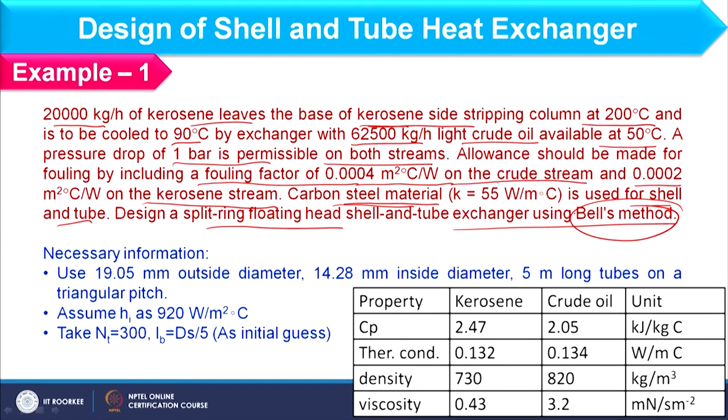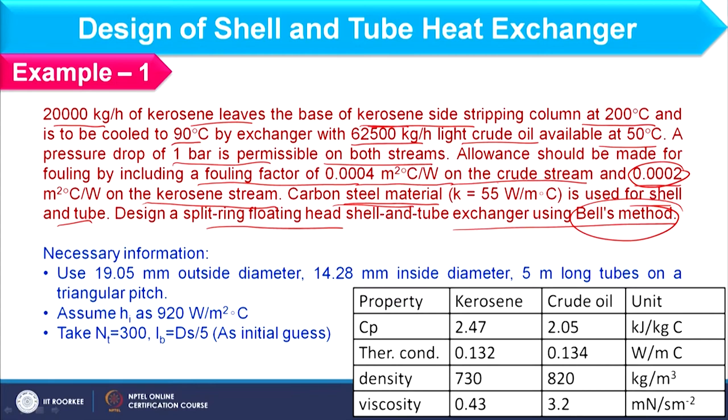Now if I ask you, given the fouling factors of two fluids, which fluid you should allocate to the shell side and which to the tube side? The fluid having more fouling tendency should be allocated to the tube side. If you see, the less fouling tendency fluid is kerosene in this case, because it has a lesser dirt factor as compared to crude, that is 2 into 10 to the power minus 4, which is less than that for the crude stream. So kerosene should be allocated to the shell side, fine.